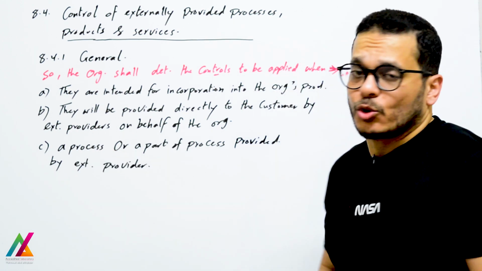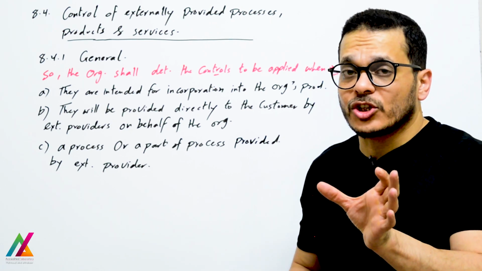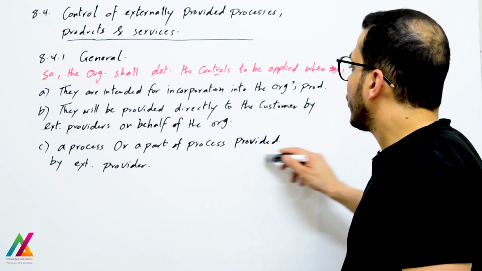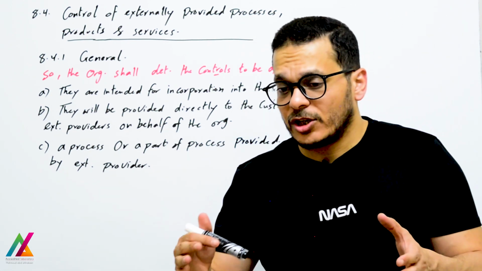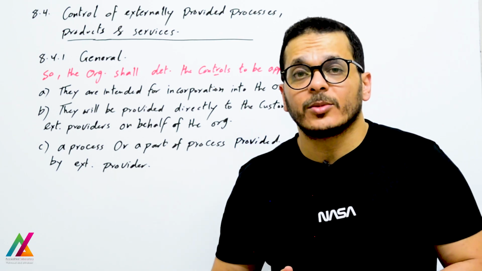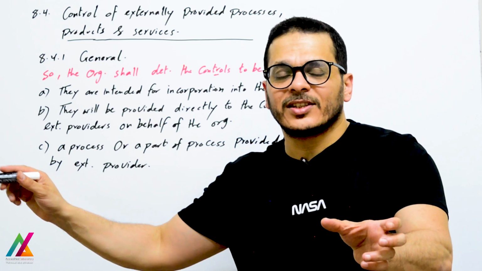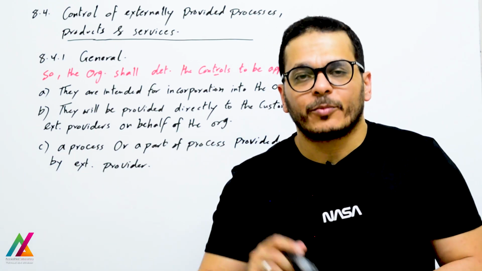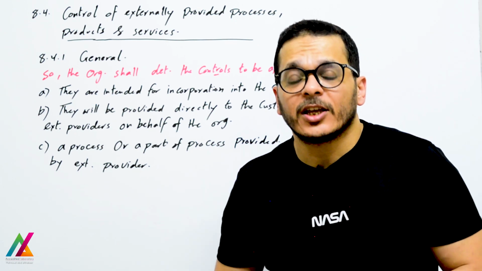Or a process or a part of a process of this project provided by an external provider. If the organization produces a specific product or delivers a specific service to the customer, but a process or a part of a process is done by another external provider, that should also be controlled on behalf of the organization.